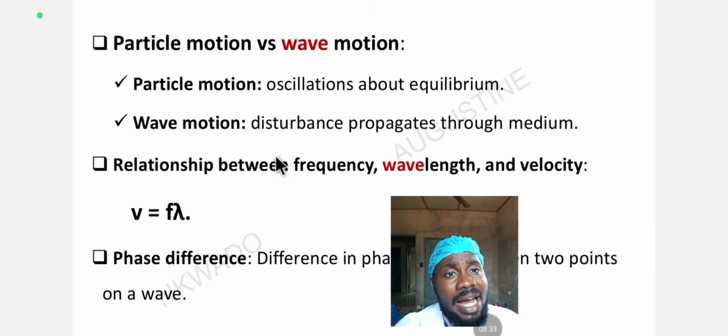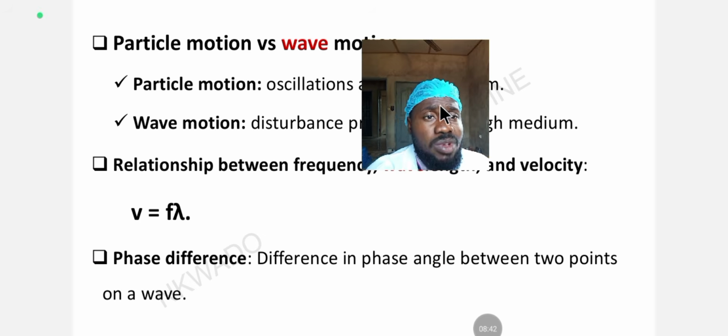That's it. Let's look at the relationship between frequency, wavelength, and velocity. The relationship between frequency, wavelength, and velocity is V, which is the velocity, is equal to what? Frequency times lambda. And lambda means what? Wavelength, or lambda signifies wavelength. So V, which is the velocity, is equal to frequency, which is F, times wavelength, which is lambda.